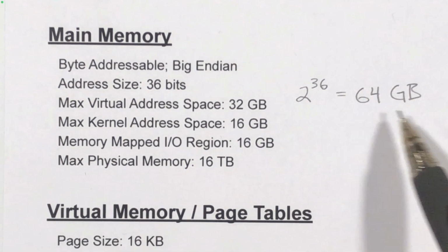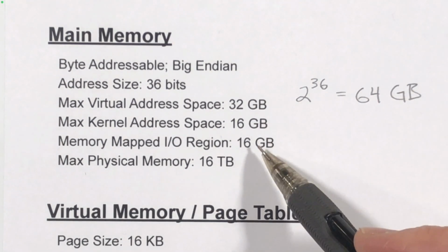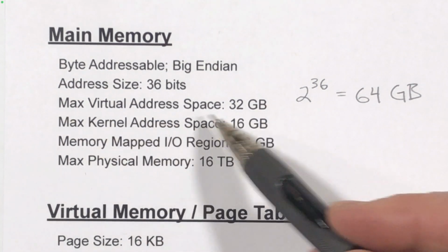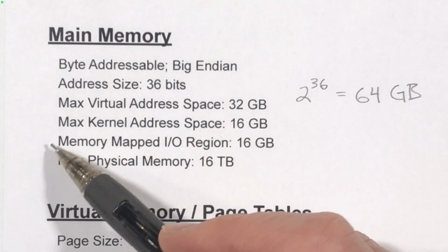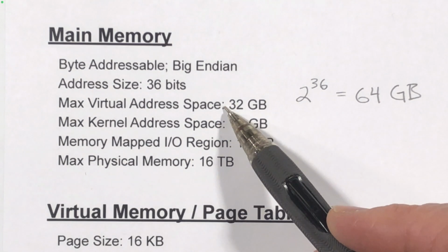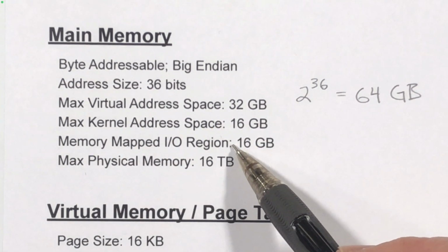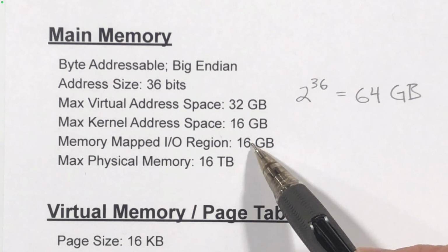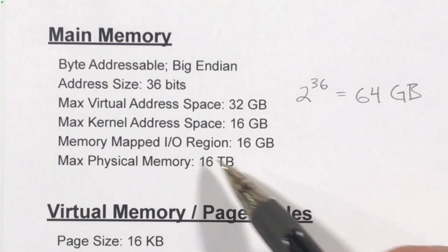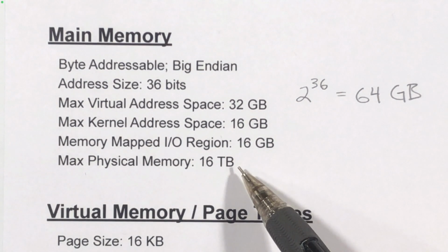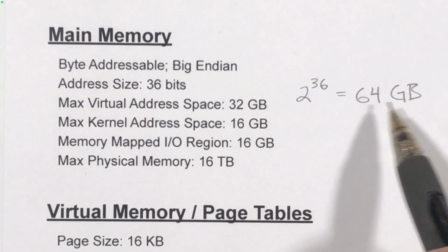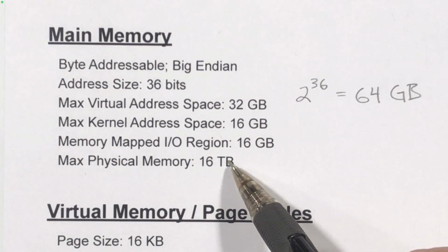This program addressable space is divided into 3 regions. We have the kernel address space, and we have the virtual address space, and we have the memory mapped I/O region, which is where I/O devices are mapped. The system itself can address up to 16 terabytes, but beyond this range, page tables are required.